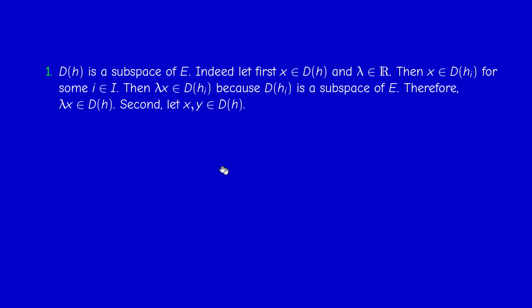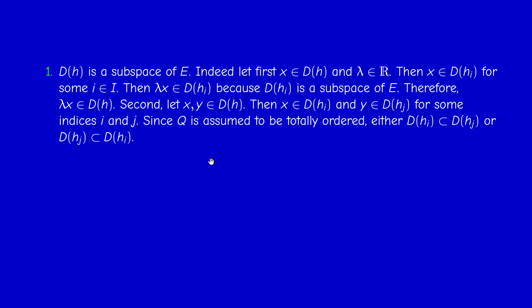Now, what about the sum? Consider two elements x and y in the domain of h. By definition, x belongs to some D(h_i) and y belongs to another D(h_j). But since Q is totally ordered, either h_i extends h_j or vice versa. The two cases are symmetric, so suppose that D(h_i) is contained in D(h_j), which means that h_j extends h_i.